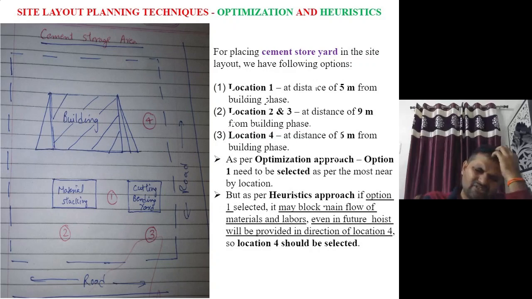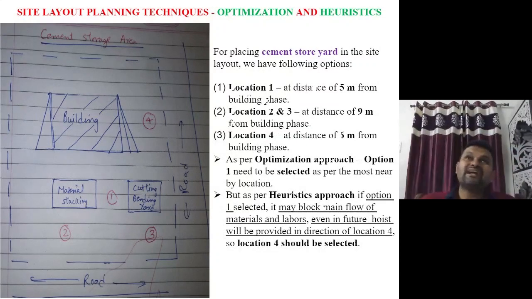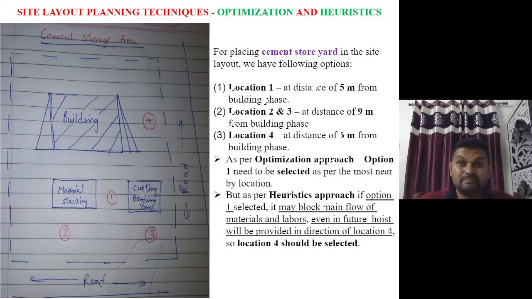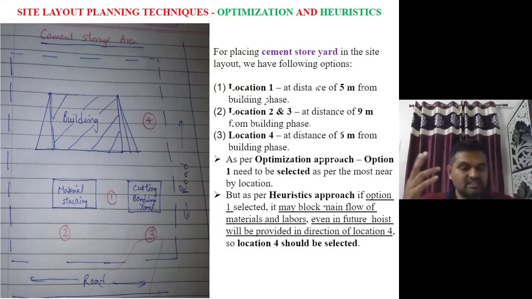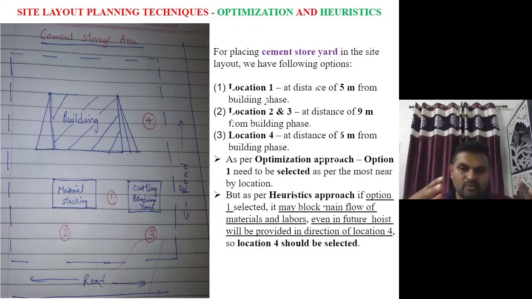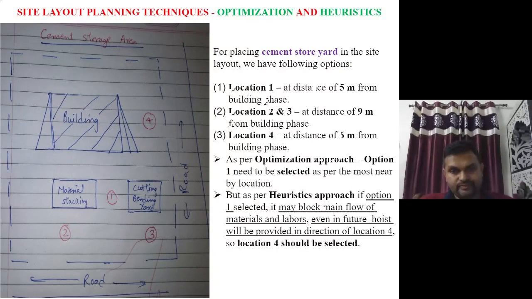Now the question may arise in your mind, sir, how can I decide which approach to go with, optimization or heuristic? For example, if your site is big, larger in area and spread out, you will try to take the optimization approach. But if you are working on a compact site in a cosmopolitan or metropolitan city, or where the FSI, floor space index, is more, meaning the building is high rise, the area at ground level is very small and the activities are more. When the area is restricted, you can go for a heuristic approach.